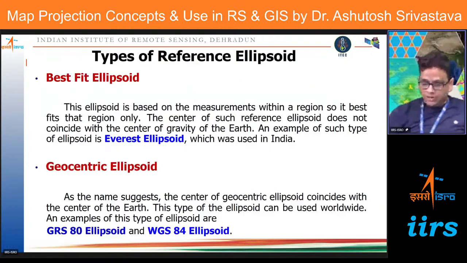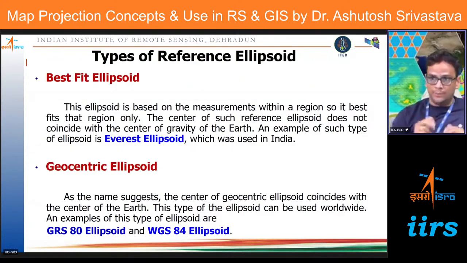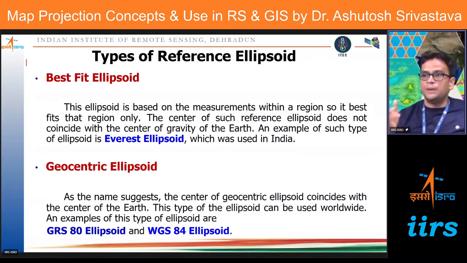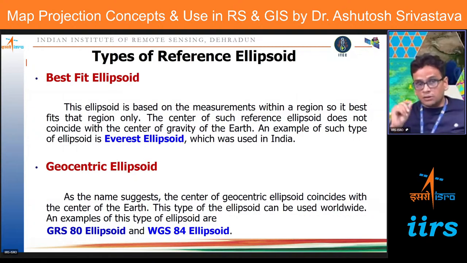Now, these ellipsoids are also of two types. One is a best fit ellipsoid and the other is a geocentric ellipsoid. Till now, we know that our Earth can be best represented by an ellipsoid. What happened earlier? At that time, we did not have the technology we have today, like GPS, VLBI, and lunar laser ranging. Different satellite-based and tracking techniques are available today, which we did not have maybe 100 or 200 years back.